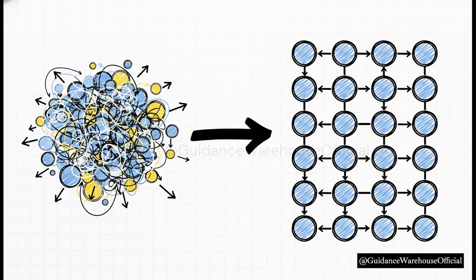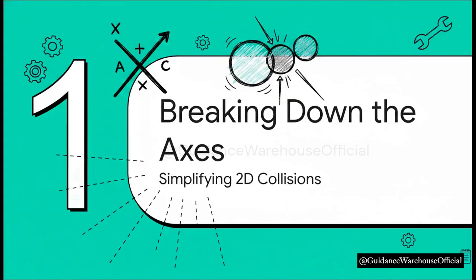By the end of this explainer, you'll know how to do exactly that. You're going to understand the core concepts of two-dimensional collisions, the formulas behind them, and exactly how to apply them to real examples. We're about to turn all that 2D chaos into simple, solvable, step-by-step math. Let's dive in. Section 1.